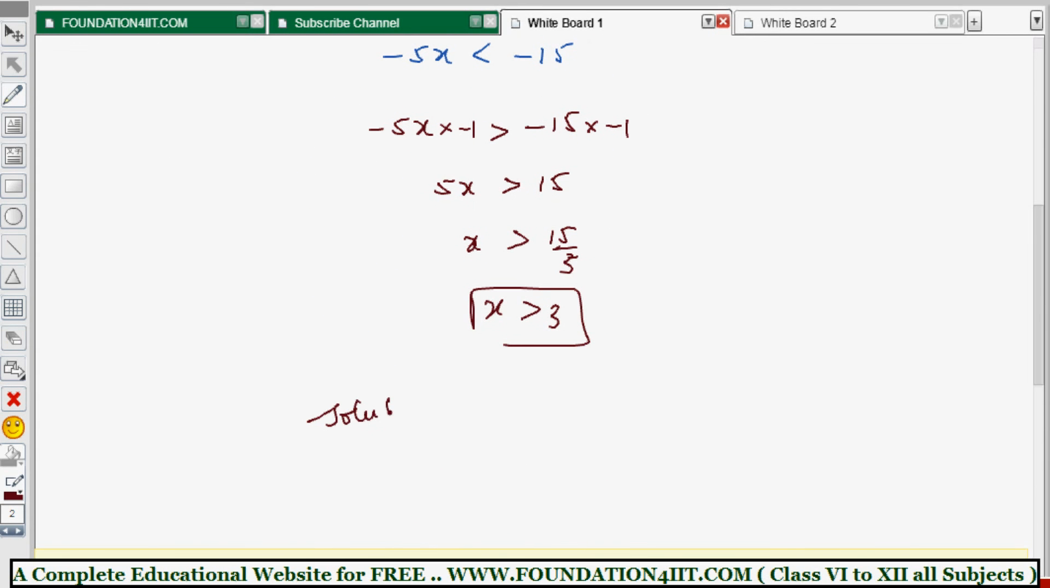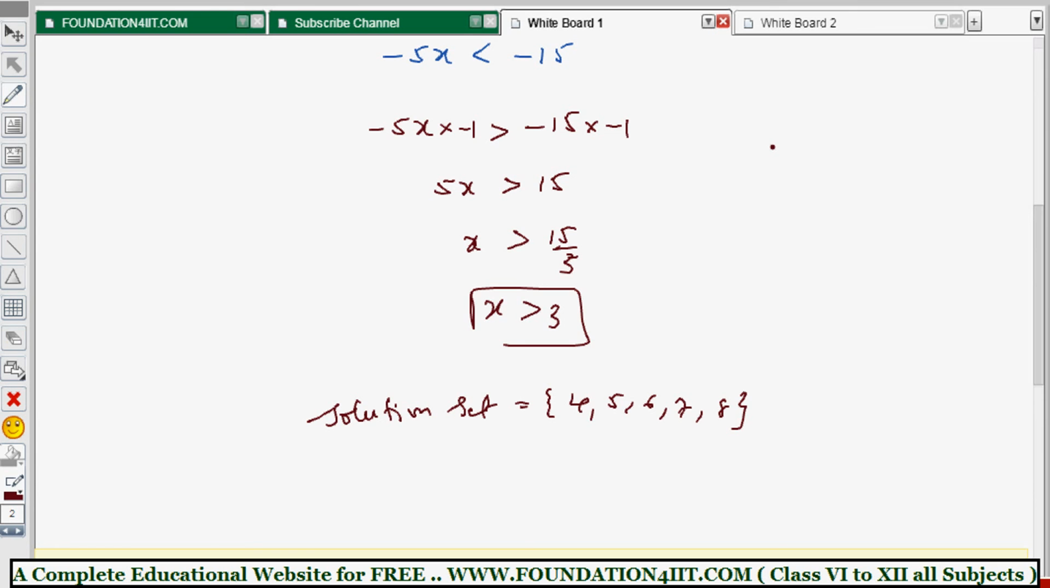Therefore, the solution set is greater than 3, only 4, 5, 6, 7, 8. Because the given universal set or replacement set is only up to 8. Okay, this way you can solve.